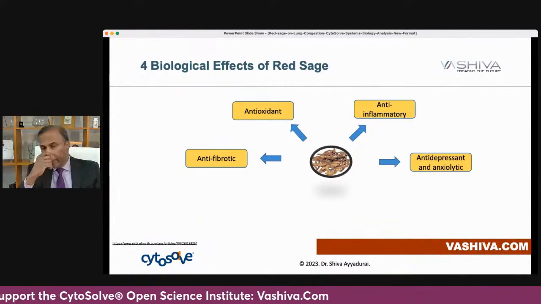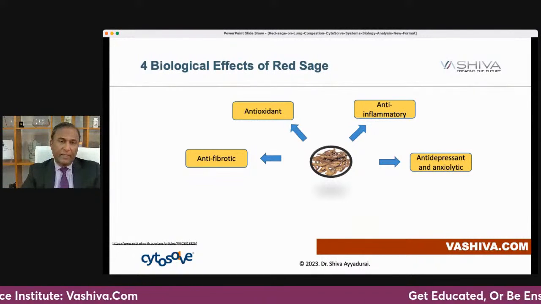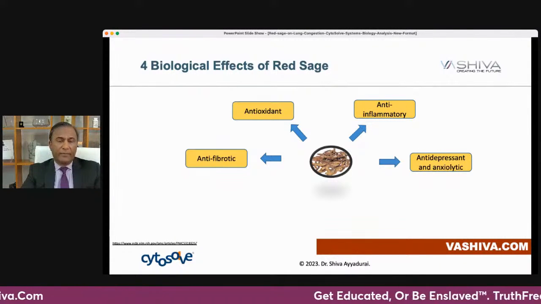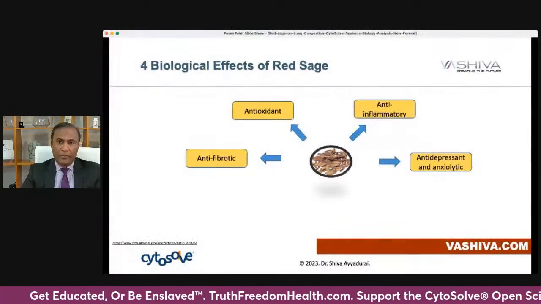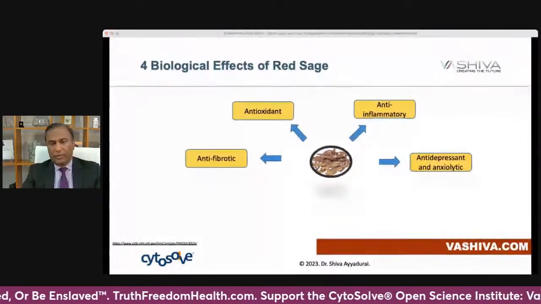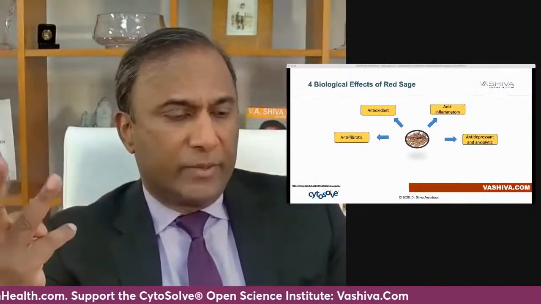So it has effects on lowering depression. That's what it means, antidepressant. And antifibrotic. Fibrosis is where you have scarring of the lungs. So this is anti-fibrotic. Pulmonary fibrosis is a horrible, horrible disease. If you know someone who had it, my mom had it, and she died within 3 months.